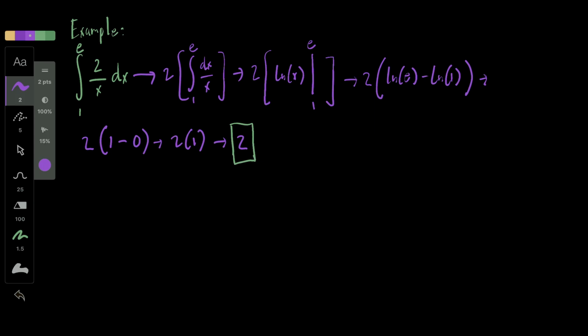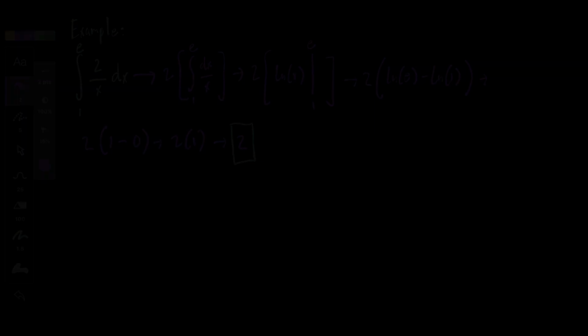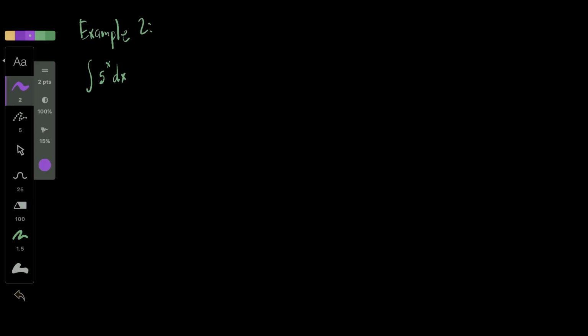Now, let's move on to our second example. This example has 5 to the power of x dx. This is just a specific form of the integral of a to the x dx, which is a to the x by the natural logarithm of a plus c. So, just plugging that into our formula, we get 5 to the x divided by the natural logarithm of 5 plus c. So, that's really about it for this example.